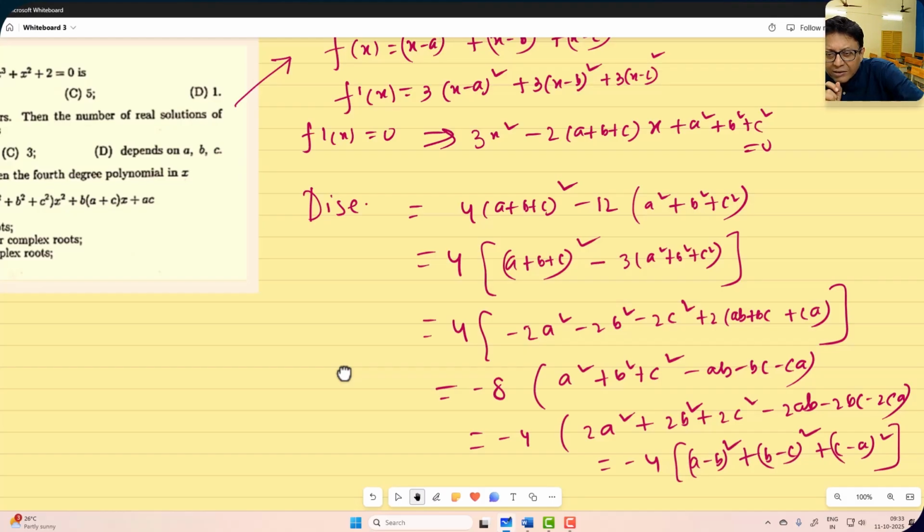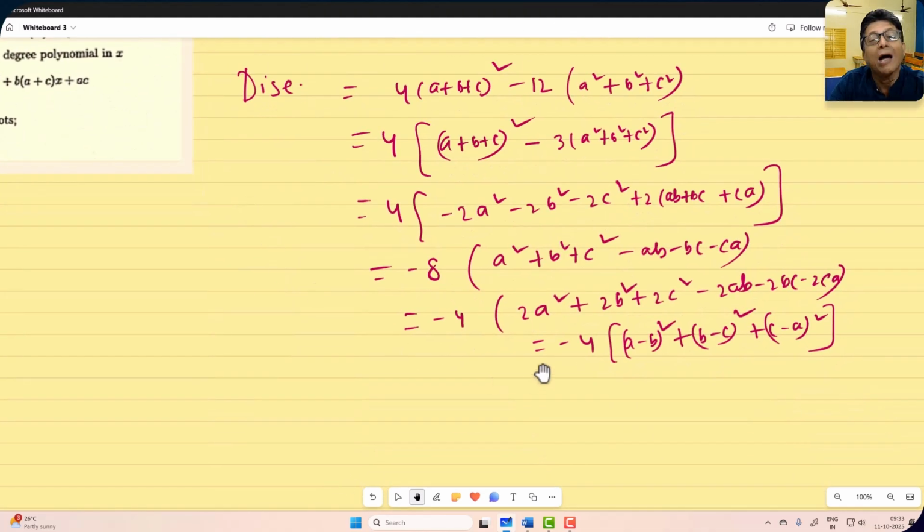You all know this. When you are preparing for this level of examination, this manipulation you have done. If you haven't done, do it now. Whatever. These are perfect squares, always positive, and minus 4 outside. This is less than 0, or maybe equal to 0 also. Okay?